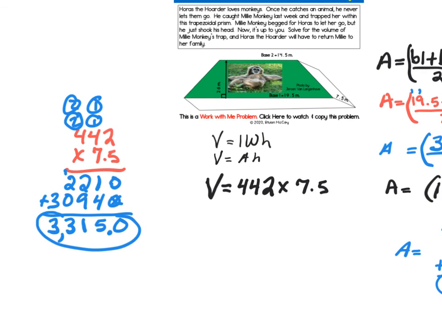So V, let's get black again. V equals 3,315. And we're talking about meters, and they are cubed because you have 3 dimensions, length, width, and height. And that right there is your answer. Pause the video, finish copying this and copying this here, and I will wait for you as you do it.